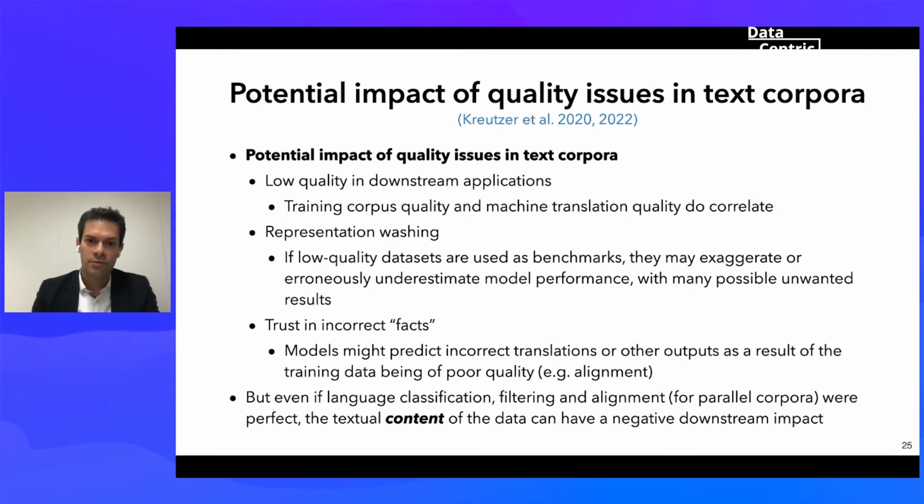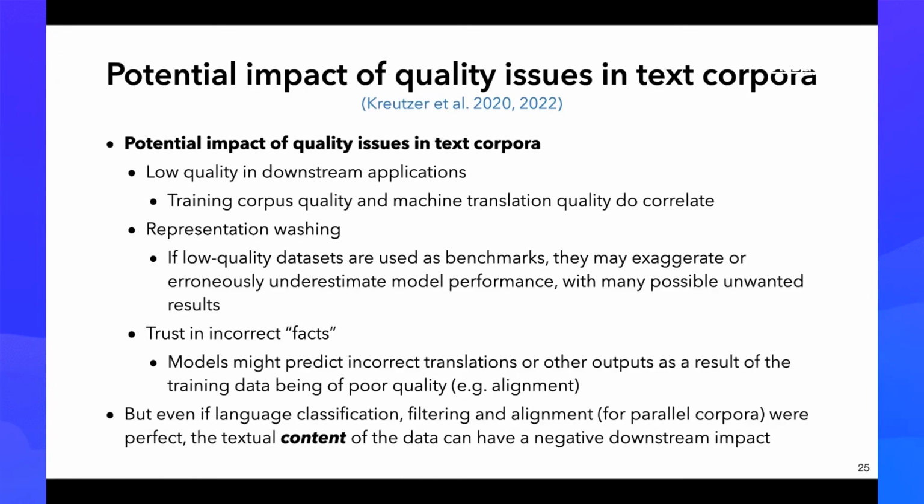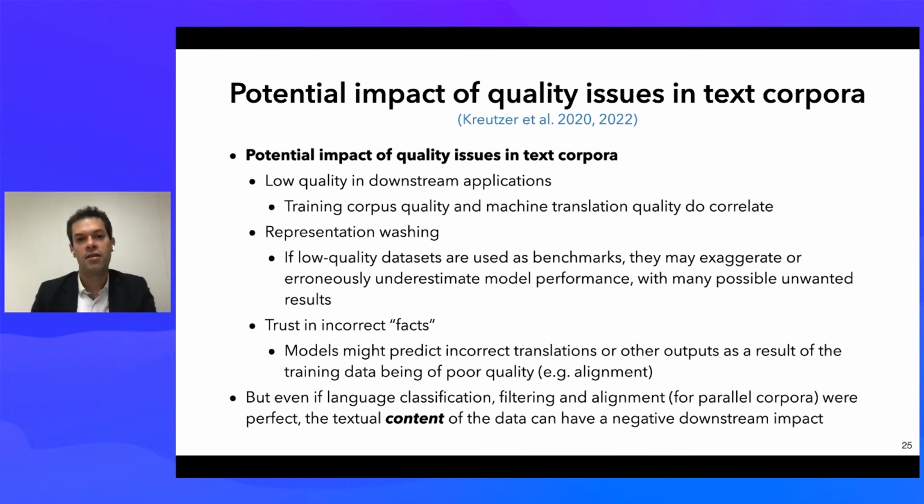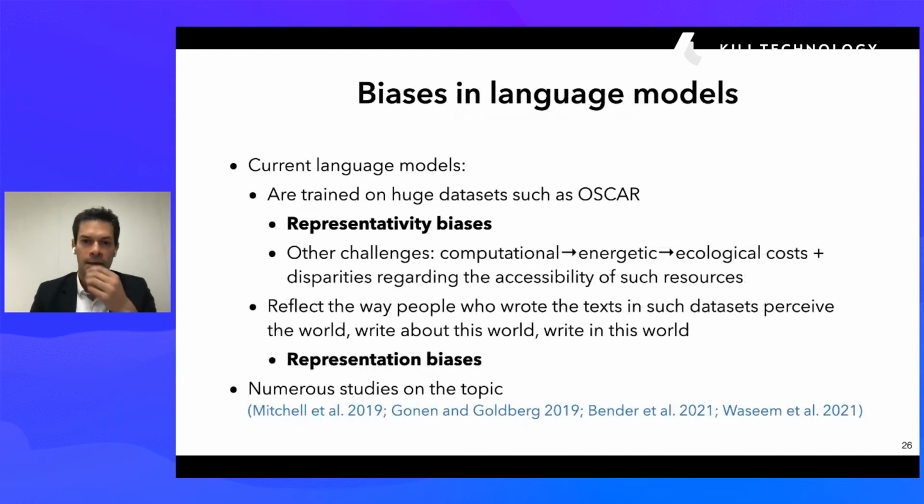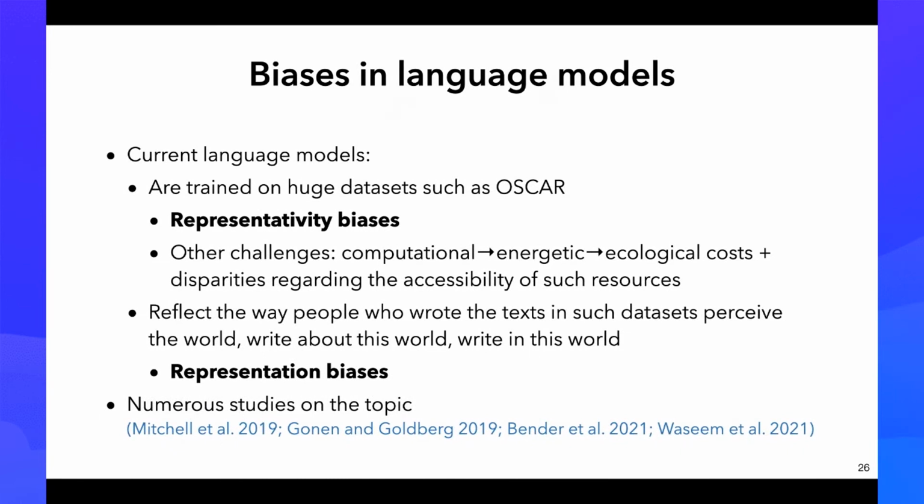So these are problems in terms of quality of language classification, filtering, alignment for parallel corpora. But the thing is, even if they were perfect, even if language classification was perfect, filtering was perfect, and alignment was perfect, the very content of the text in the data sets can have a negative downstream impact. And this is what I would like to discuss now. Because indeed, this results in biases in language models. As you all know, current language models are obviously trained on huge data sets such as OSCAR, and this comes with representativity biases. And I will come back to this in a minute.